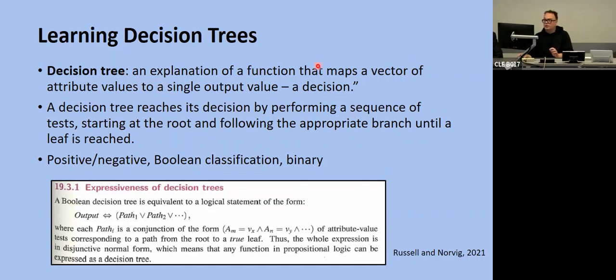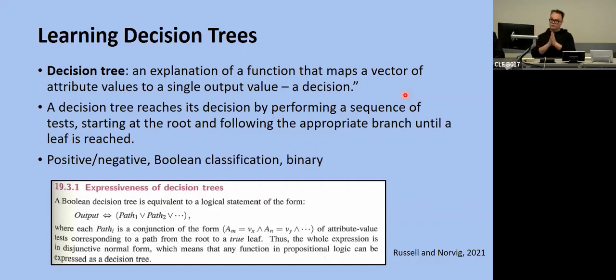So, an explanation of a function that maps a vector of attribute values to a single output value, a decision. Let's say you're driving a car and you want to go to a certain destination. This is a brand new city, Victoria, and you're downtown. How do I get out of downtown? Google Maps could actually have a tree in the background or whatever.